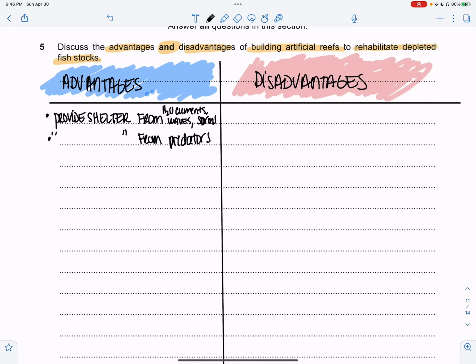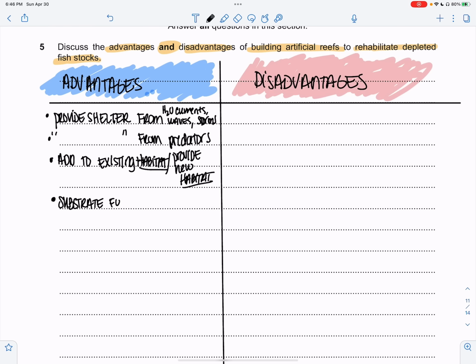All right, and the quotes mean whatever I wrote above it, just bring it down. This can add to or enhance the existing habitat if there's already one, or provide new habitat. And habitat is underlined. That needs to be the word that's used to get that mark instead of saying places to live. It can provide a substrate for sessile organisms, so organisms that don't move. ORG is organism.